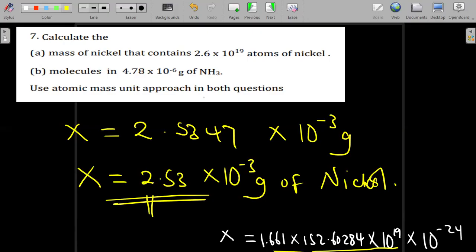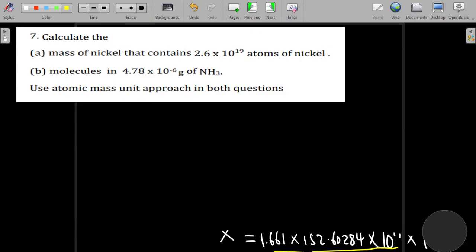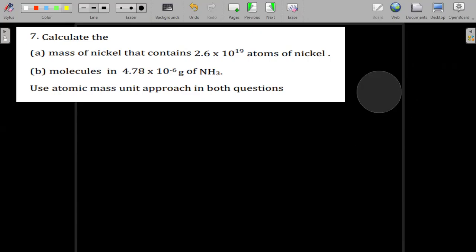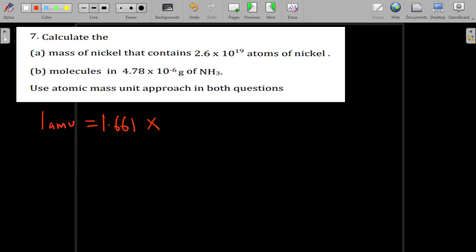All right, so the next one now will be calculating a question that involves molecules. Okay, so molecules, we are going to follow a similar approach. Okay, but it's just going to differ on the atomic mass of a molecule at that point. Okay, so we're still going to use our ratio, which says 1 atomic mass unit is equals to, okay, 1.661 multiplied by 10 to the power minus what? 24 grams. We're still going to use this relationship, okay?